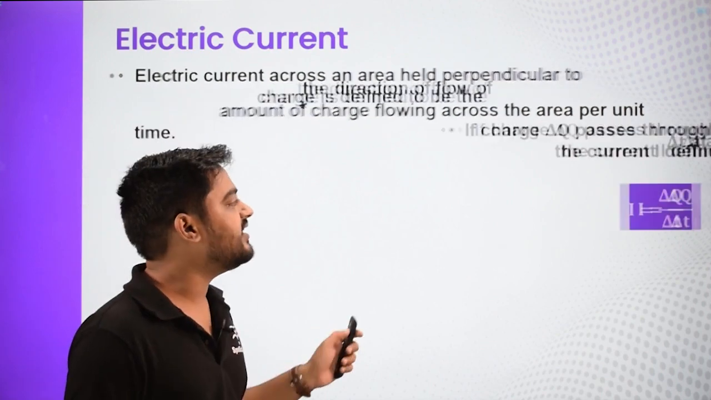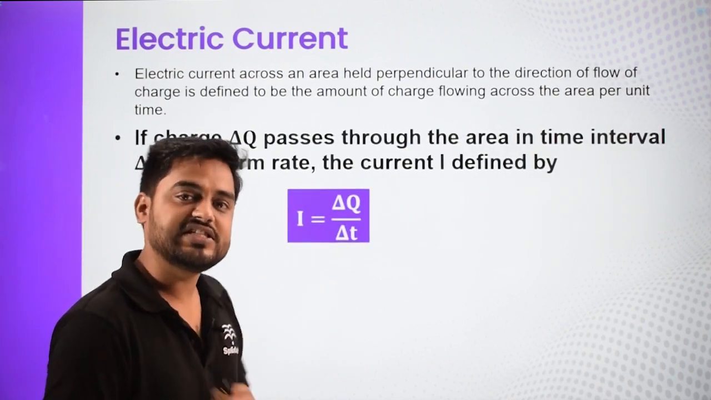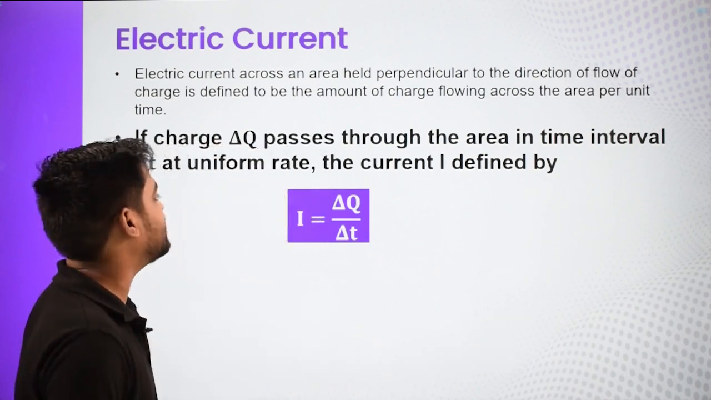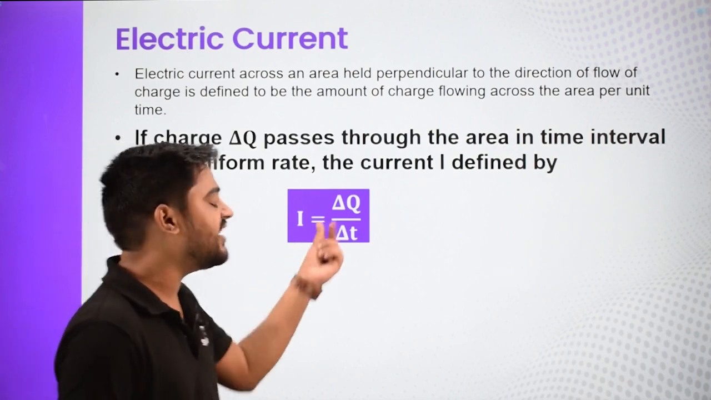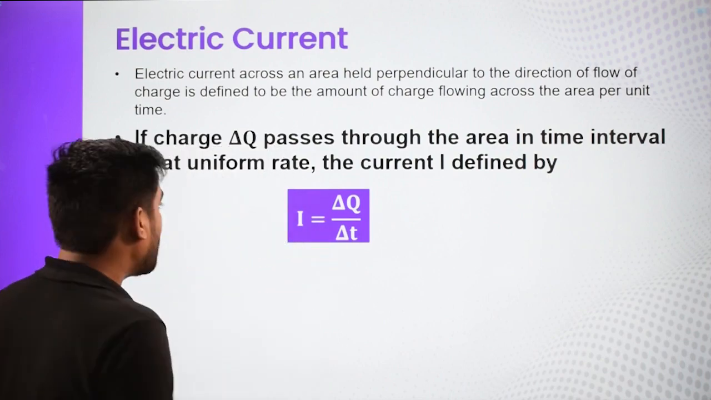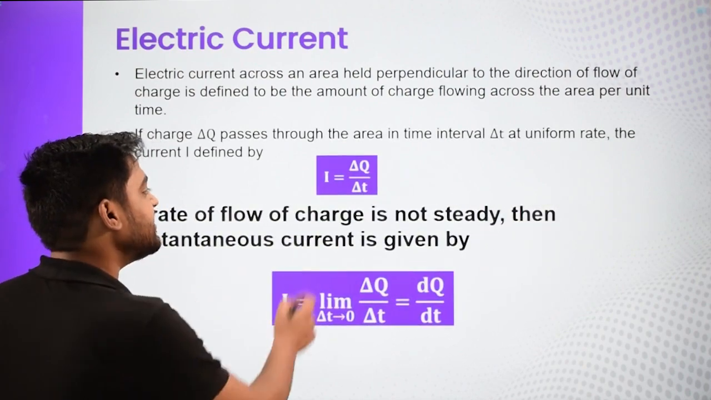Now if we define that in mathematical terms, if delta Q is the amount of charge which is passing through that area of cross section in delta T time, then current I is defined as delta Q by delta T. This is called our average current. If this is the total charge, this is the total time, then this is the average current.